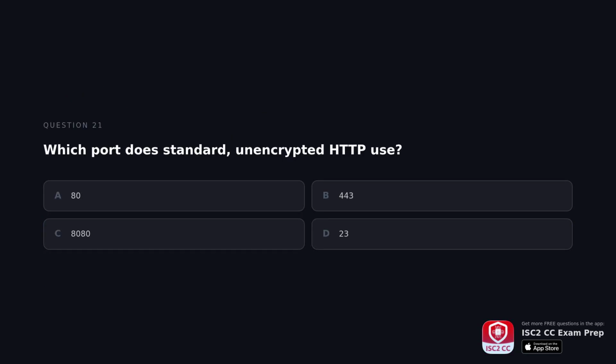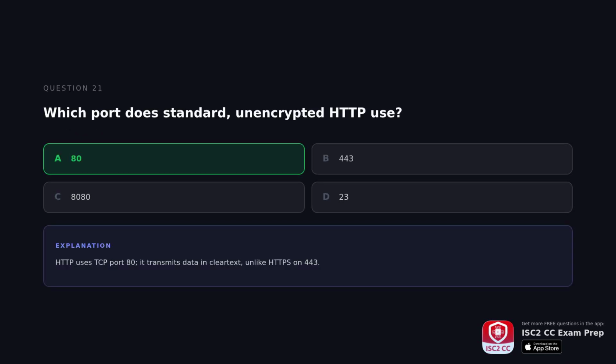Which port does standard, unencrypted HTTP use? A. 80, B. 443, C. 8080, D. 23. The correct answer is 80. HTTP uses TCP port 80. It transmits data in cleartext, unlike HTTPS on 443.